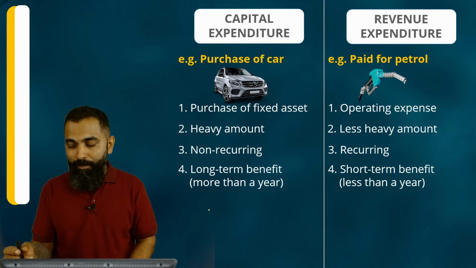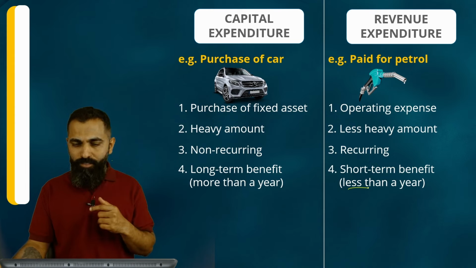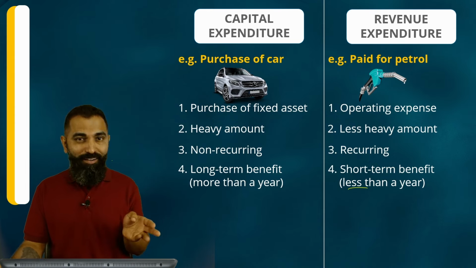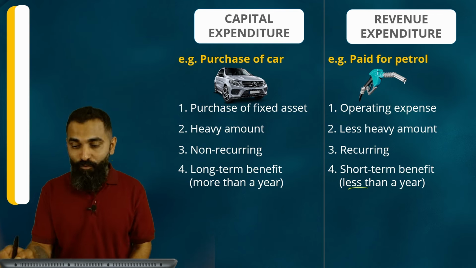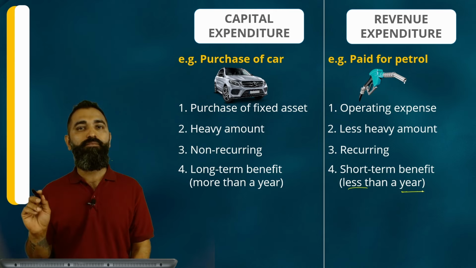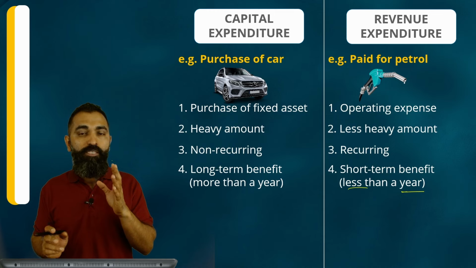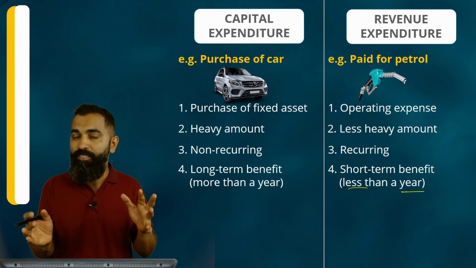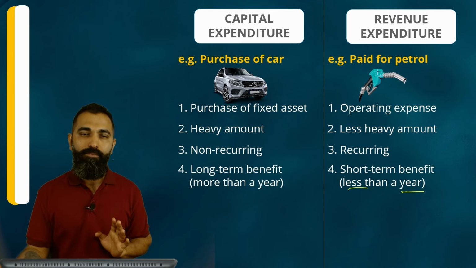Now, some people are a bit confused with, sir, petrol less than a year? Sir, it is less than a week. Whether it is less than a week or less than a month, for us what is important is this. Year से कम है ना, मतलब वो revenue expenditure. It could be expense for a day, for a week, for 6 months. So long as it is within 1 year, it is a revenue expenditure.